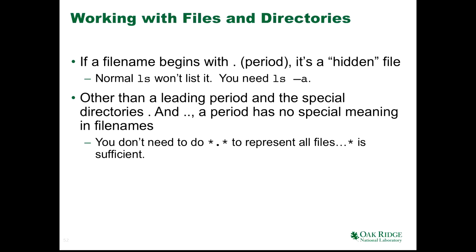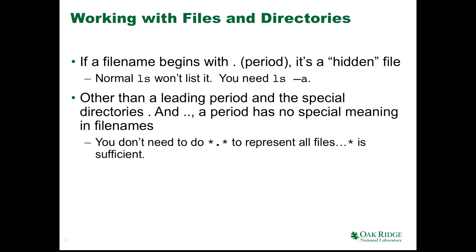We talked about hidden files. The way you create a hidden file, or the way you identify one on the system, is the file name begins with a period. And again, normal ls will not list it. You need to use the -a option to be able to see it. So, another note, other than that leading period to mark a hidden file and the special directories of dot and dot dot, a period really has no special meaning in file names.